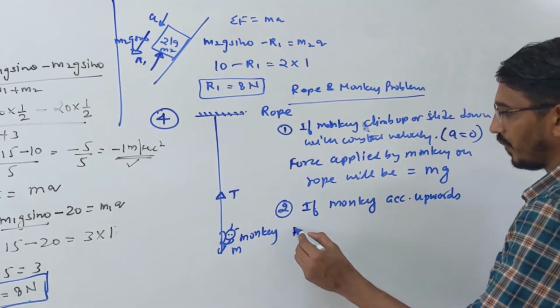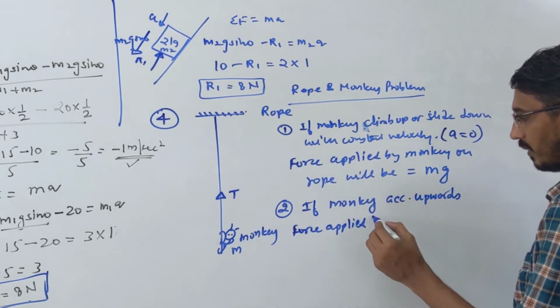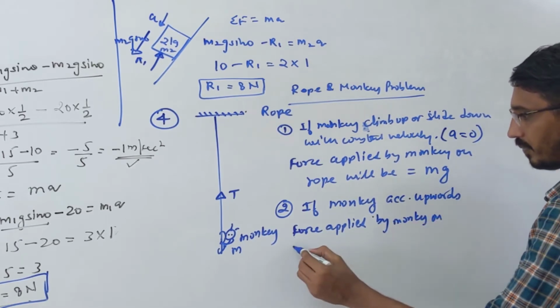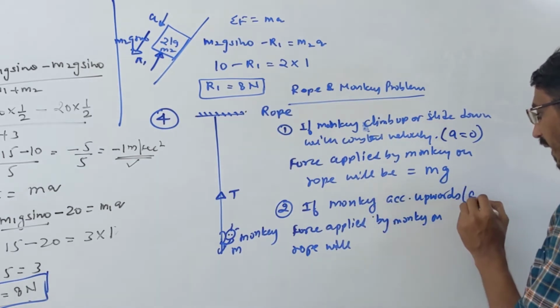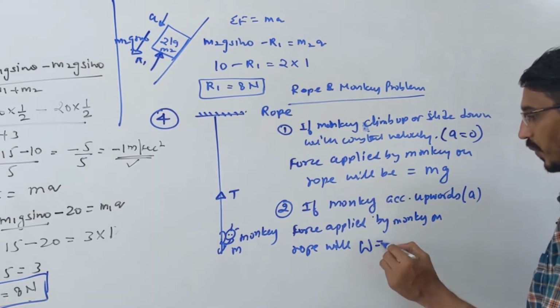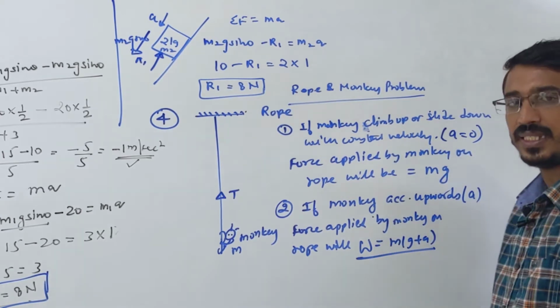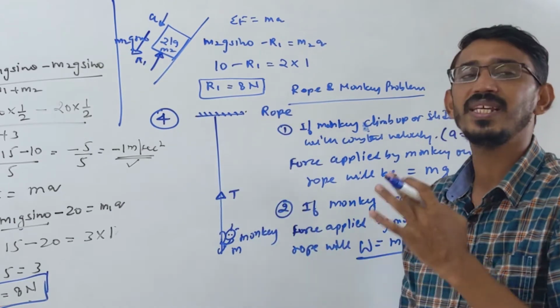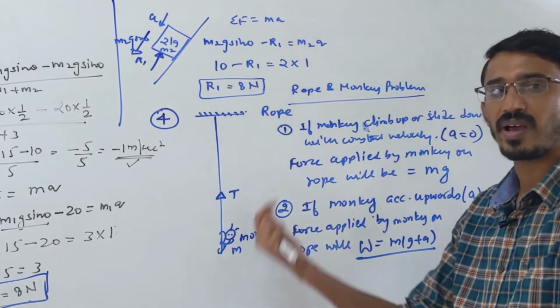Then the force applied, or load you can say, by the monkey on the rope will be what? Suppose the monkey is accelerating with acceleration a upward, then the weight or force applied by the monkey will be m(g plus a), correct? Yes, the stress in the string or rope will be increased, because the apparent weight of the monkey is increased if it is accelerating upward.